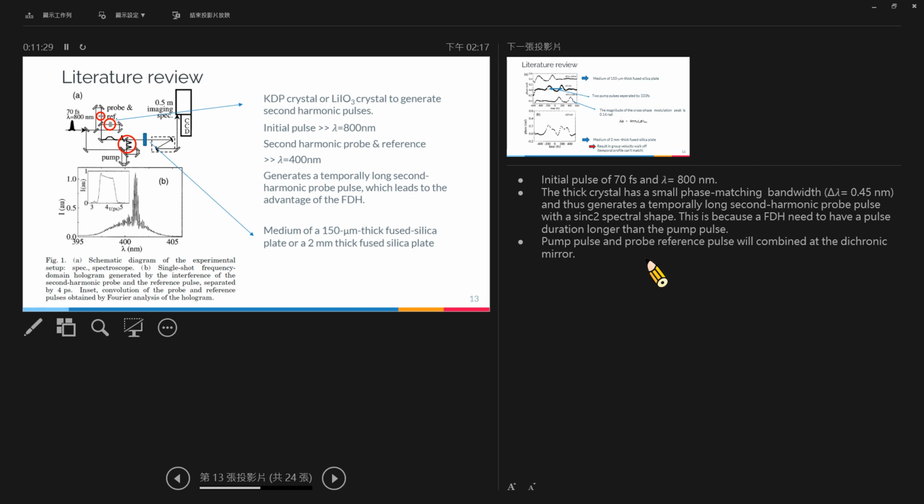It leads to an advantage of FDH, because FDH needs to have a longer pulse duration than the pump pulse. So it adds these two crystals. Okay, and then the pump pulse and the probe and reference will combine eventually, and it will encounter a medium of 150 micrometer thick fused silica or a 2 millimeter thick fused silica plate over here. Okay, and you can see here is the wavelength against the intensity. You can see here I've got an interference at the middle part of it over here.